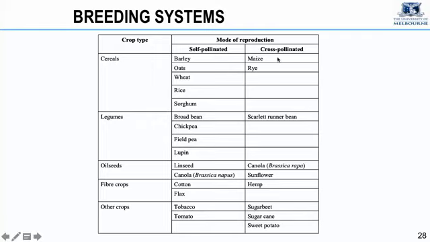But the cross-pollinated ones are maize and rye, so these are the ones that you will have hybrids in. Sunflower, hybrids too, hemp, sugar cane, sugar beet, sweet potato. So there is a variation between the crops in how you approach breeding them, according to whether they're cross-pollinated or self-pollinated.